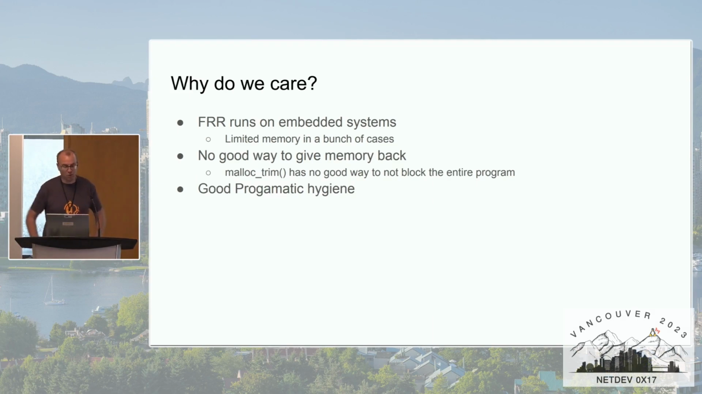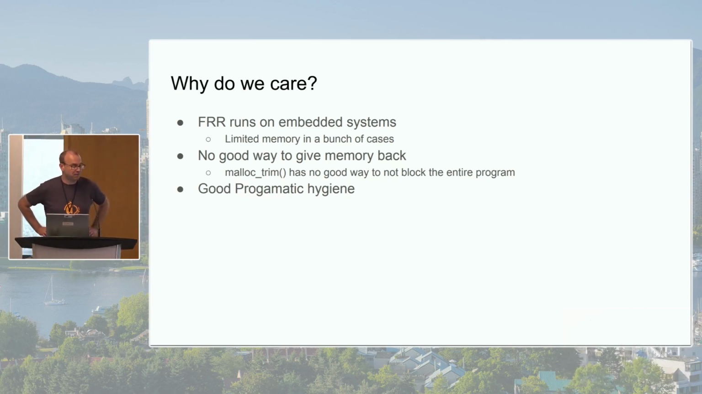Additionally, there's actually no real good way to give memory back. Malloc trim exists, but the problem we've run into with using malloc trim is that it actually completely pauses your program from running. And when you're running a semi-real-time system where, if you don't get your packet out, your peer goes down, running malloc trim at random times will cause your peers to go down. And that's a destructive event and causes immense problems on your network.